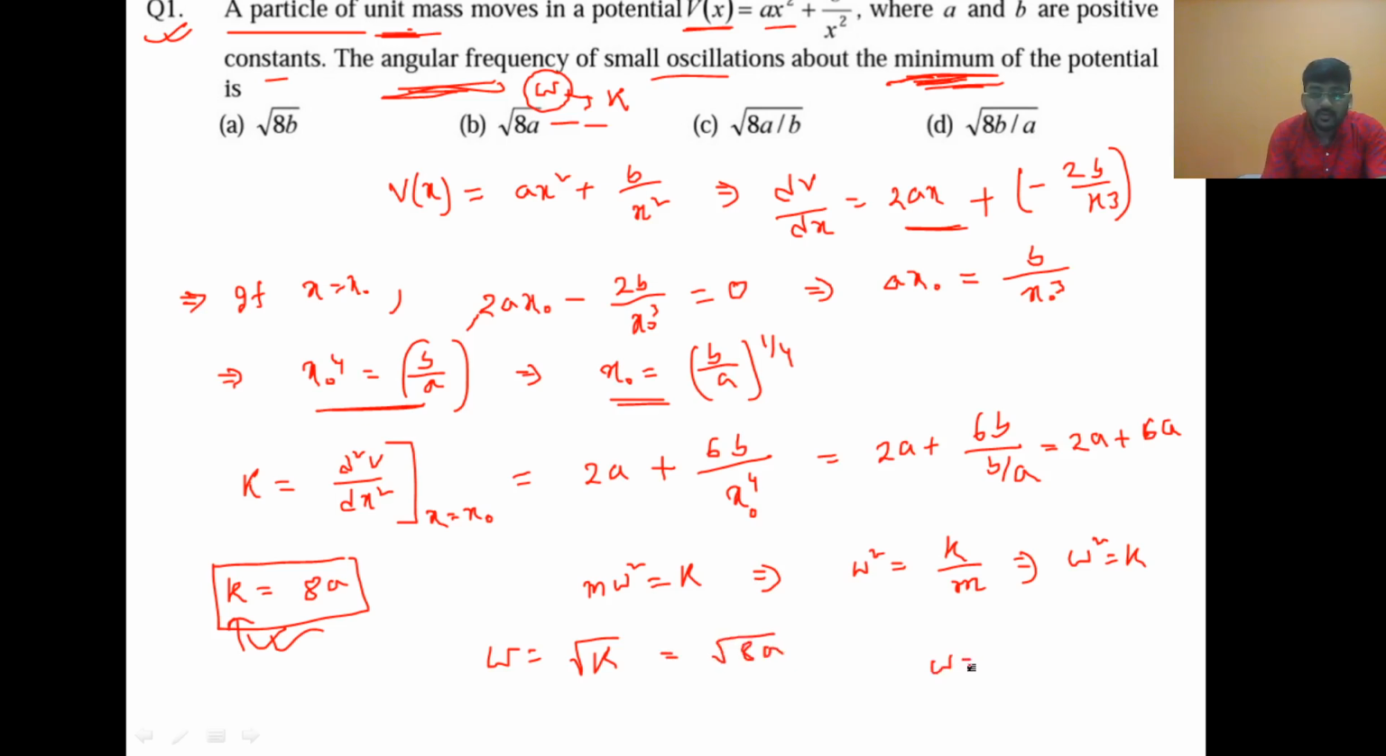So the angular frequency omega will be root 8a. Okay, so B will be the answer. So this is the process that you can follow to solve this type of problem. When we have to find out the angular frequency or force constant, and we are given the potential as a function of x, you can follow this process. Okay, and let me solve the next question.